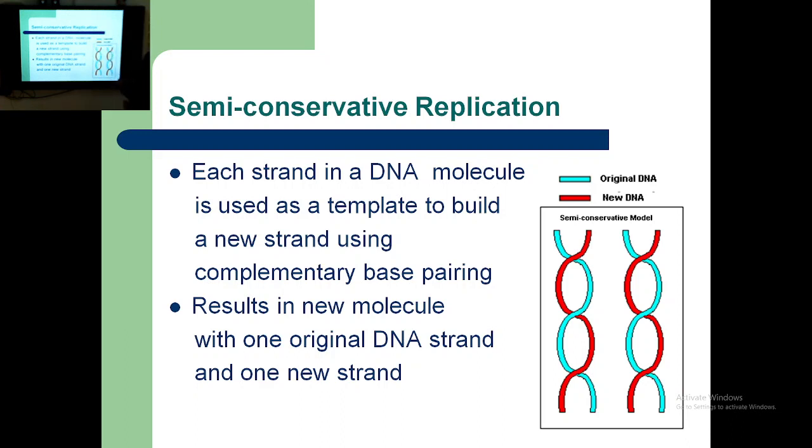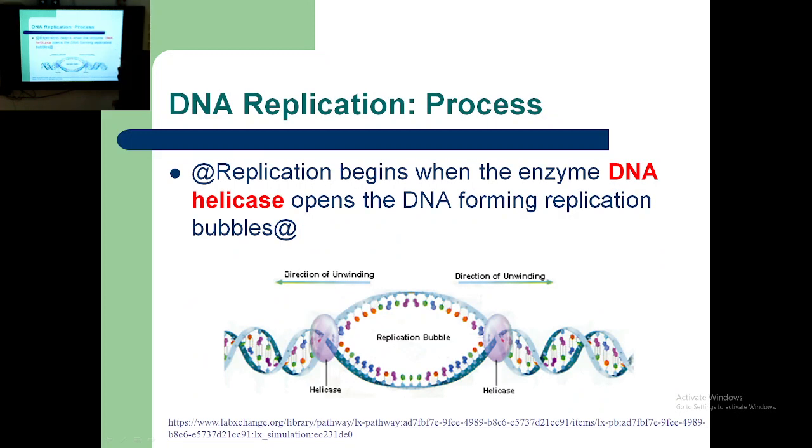So again, by semi-conservative replication we mean that the newly formed DNA must have one old strand and one new strand. Each DNA molecule must have one old strand and one new strand. Each strand in the DNA molecule is used as a template to build a new strand. This is the template for this one, and this is the template for the other one.